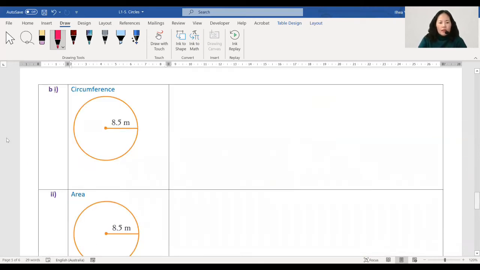Let's have a look at this circle. This one has radius, not diameter. Radius is 8.5 meters. Diameter goes from one end to the other end, a long line going through the center, and the center is right there. That's the center here.